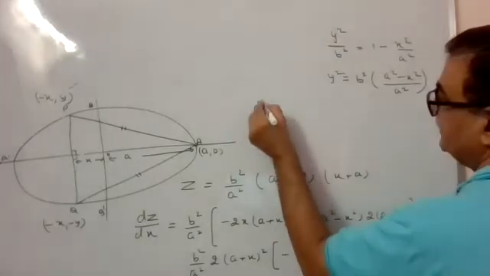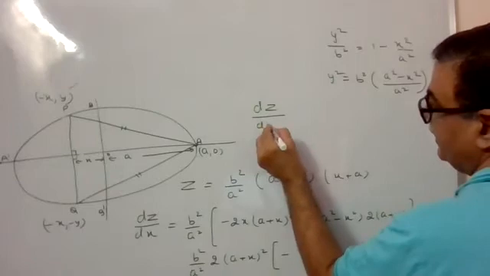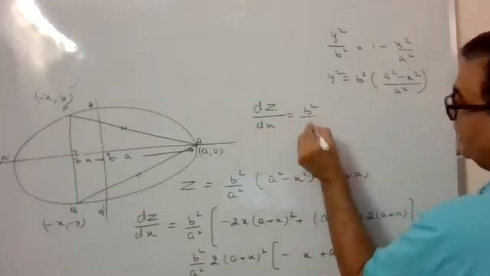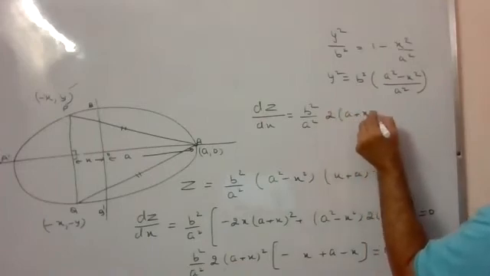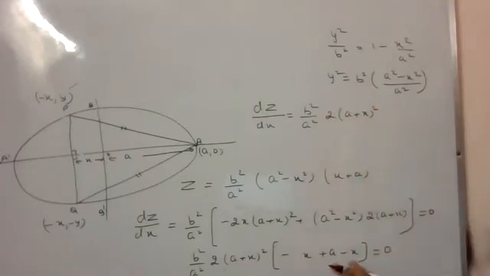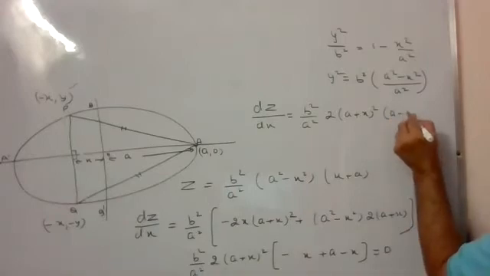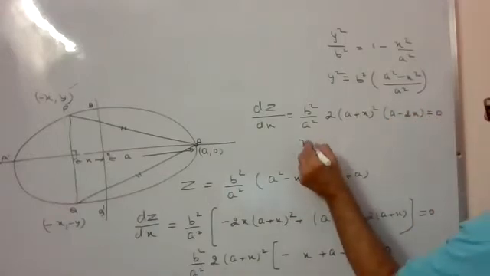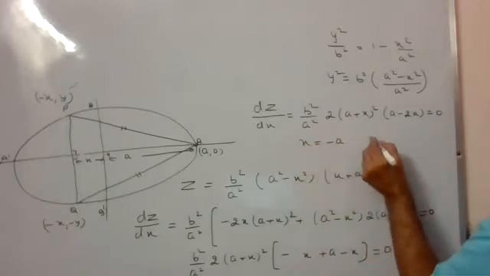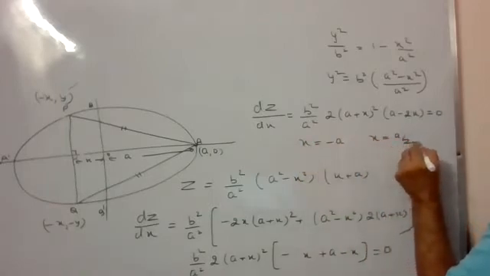Or I should say dz by dx comes out to be b square by a square times 2 times a plus x whole square, and this will come out to be a minus 2x. That has to be 0. So from this, what I get, x will be minus a, or x comes out to be a by 2.